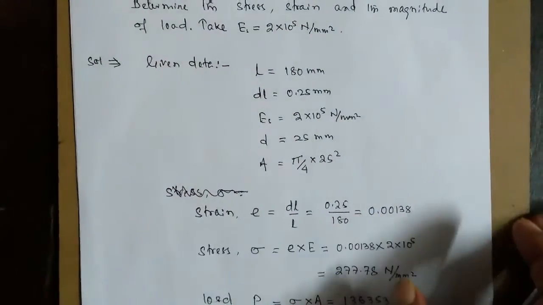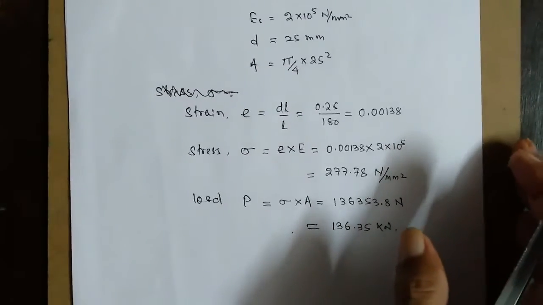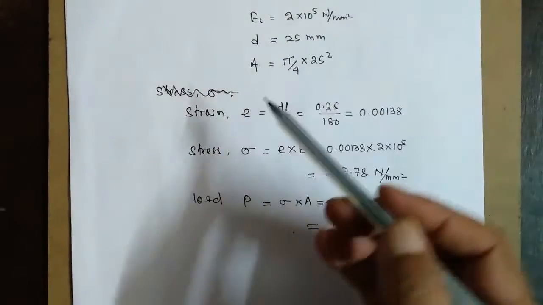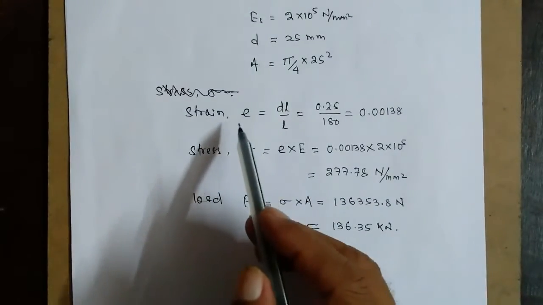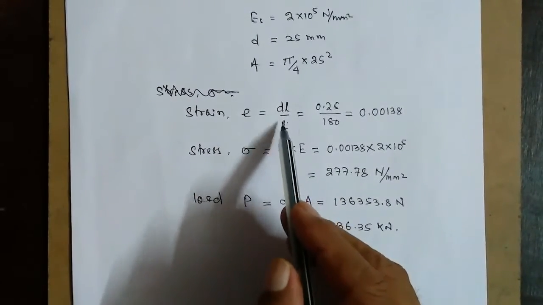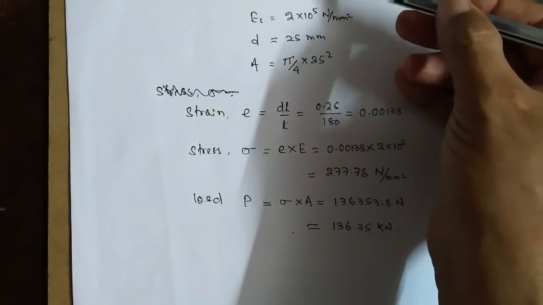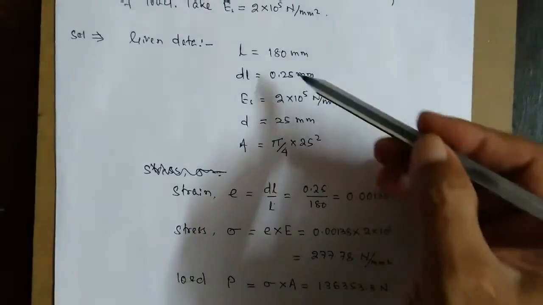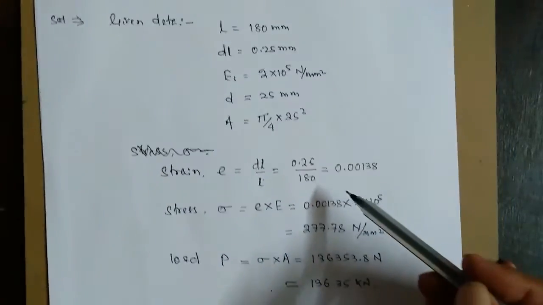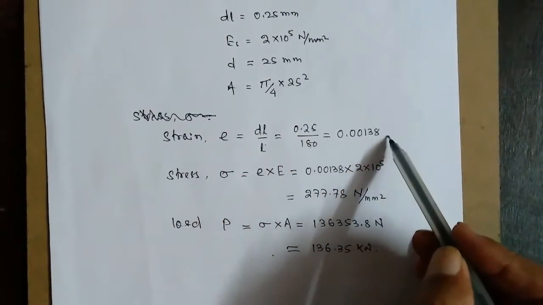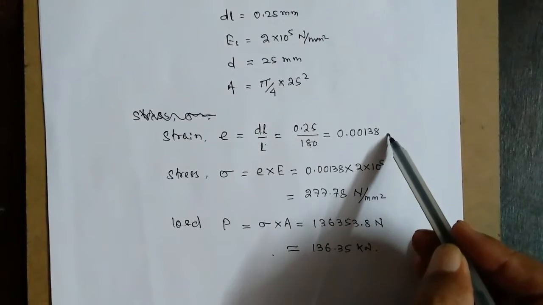Now with this data, one by one, our requirement is stress, strain and load. With the given data, we see that strain can be easily obtained. Strain, small e, is dl by L, and both are present here. So we can directly find e is equal to dl by L, 0.25 by 180. This is the value of strain.